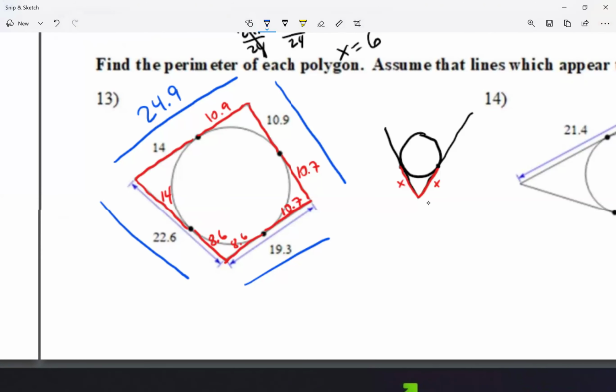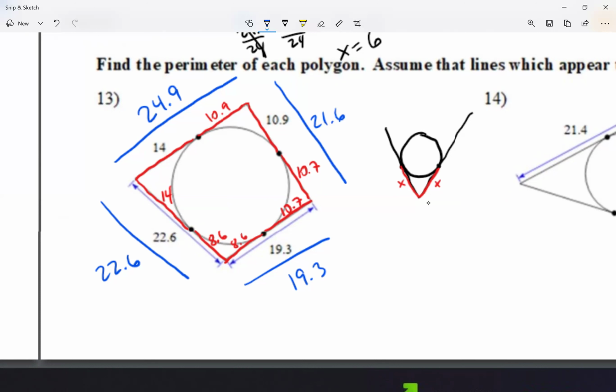Now this whole side, I could add 14 plus 8.6, the two pieces, or I can use this value out here. This whole thing is 22.6, right? I already knew that was 22.6. This whole side out here at the bottom right, the whole thing is 19.3, right? I could have added 8.6 plus 10.7 to figure it out. Now this other side, I'm going to add 10.9 plus 10.7. So that gives me 21.6.